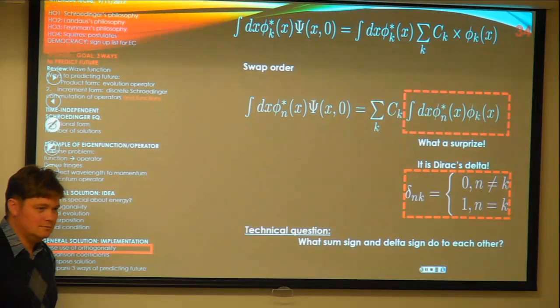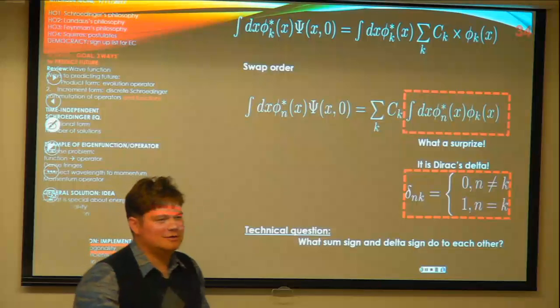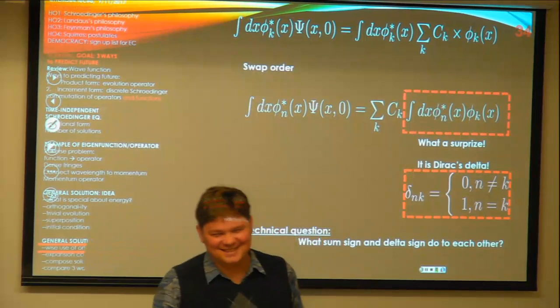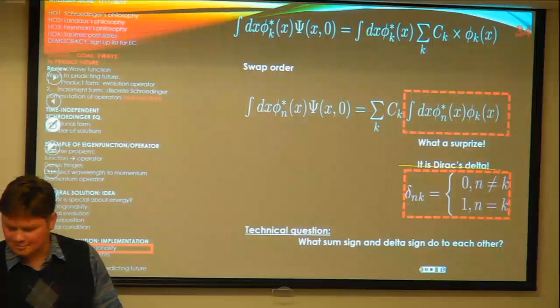Wait, that's the Kronecker delta, isn't it? Because Dirac's delta is the integral. Oh, I'm wrong. Yes, you're right. So it's not Dirac, it's Kronecker. Good.